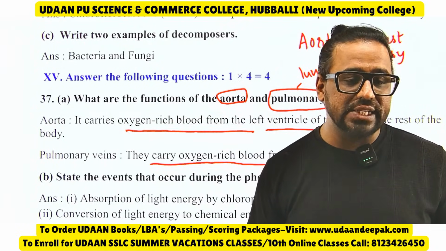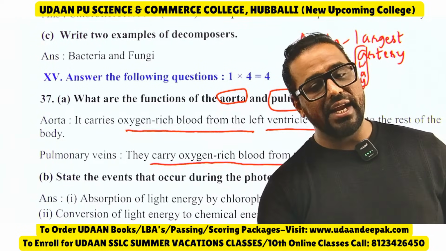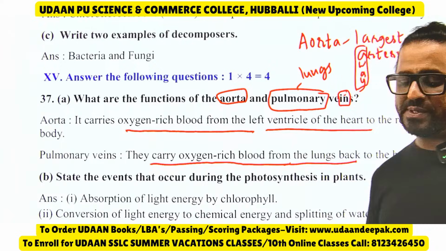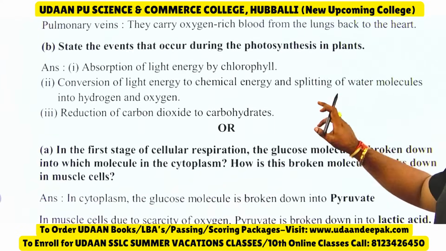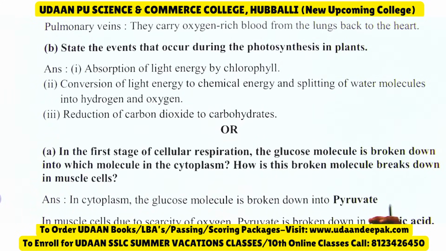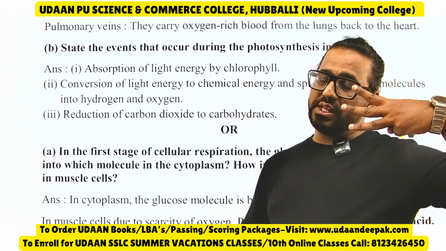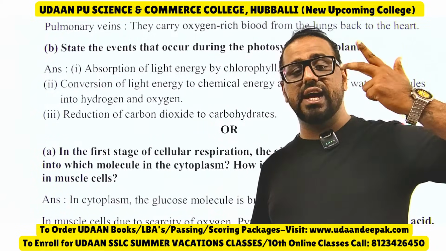They help in the transportation of blood and move oxygen and carbon dioxide. Be specific related to oxygen-rich blood here. Then state the events of photosynthesis. You know that there are 3 steps in photosynthesis. First one is absorption, second is conversion, and third one is reduction.